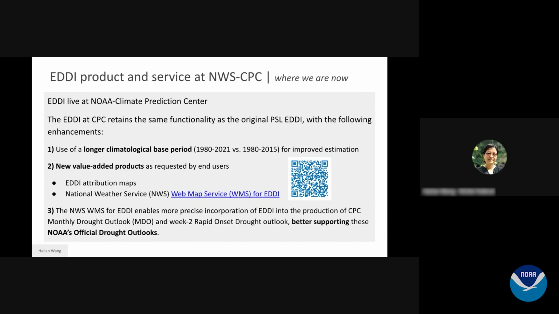And specifically, these subseasonal drought outlooks just include our CPC monthly drought outlook, which is meant for providing drought forecast guidance for the upcoming 1 month. And also this week 2 rapid onset drought outlook, which is essentially the forecast of the flash drought onset at week 2 lead time. So in the past, when CPC drought forecasters are interested in incorporating EDDI information in the production of all these subseasonal forecasts by leveraging EDDI as an important early warning drought indicator, they typically had a visual examination of these EDDI maps produced by PSL.